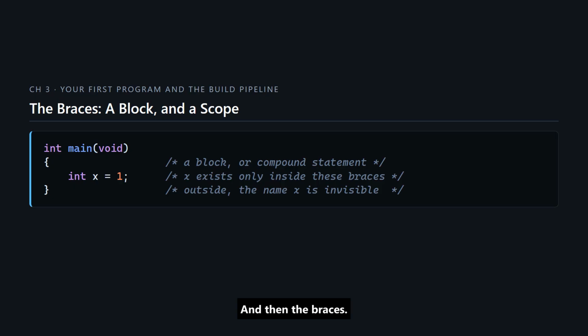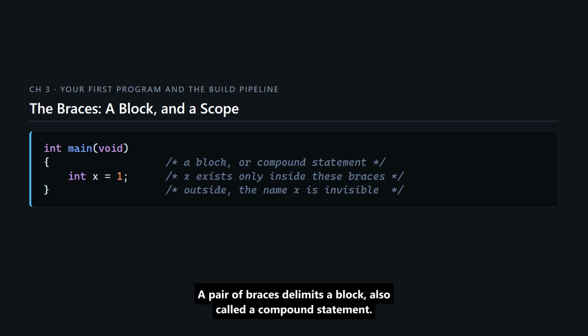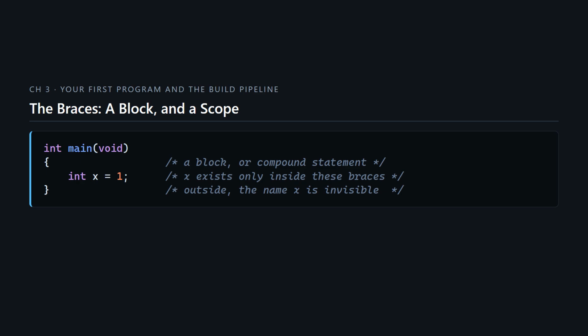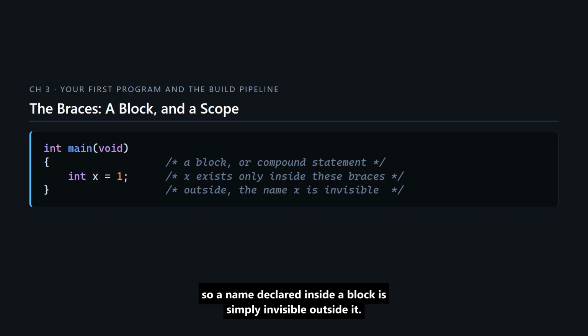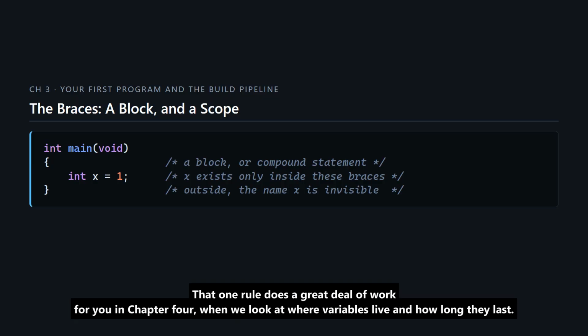And then the braces. A pair of braces delimits a block, also called a compound statement. Every function body is a block. Blocks nest inside one another, and this is the part that will matter enormously later. Each block introduces a new scope. So a name declared inside a block is simply invisible outside it. That one rule does a great deal of work for you in Chapter 4 when we look at where variables live and how long they last.